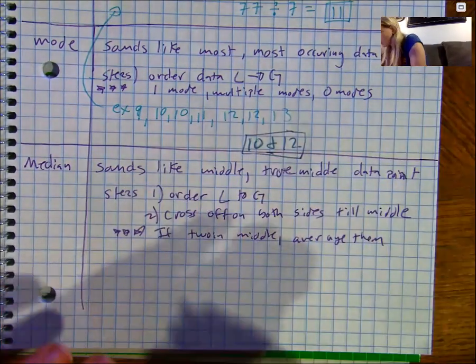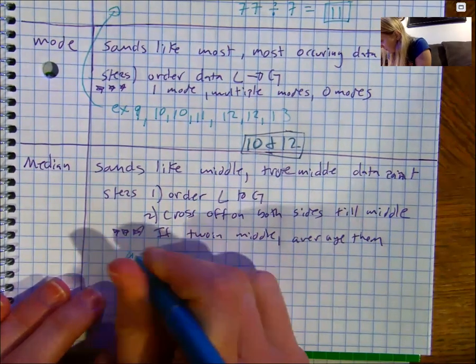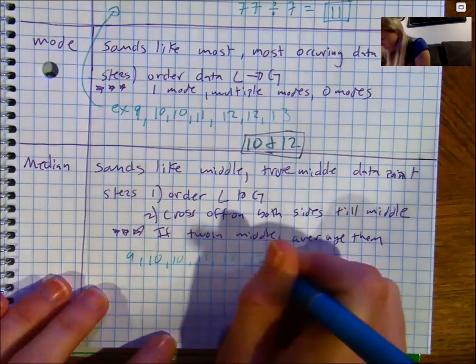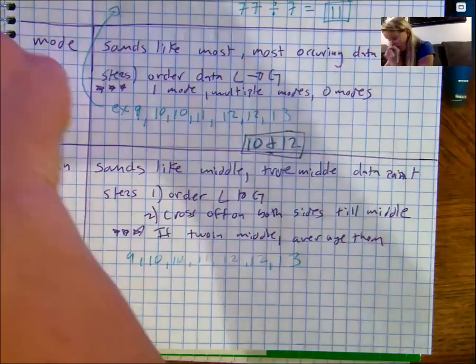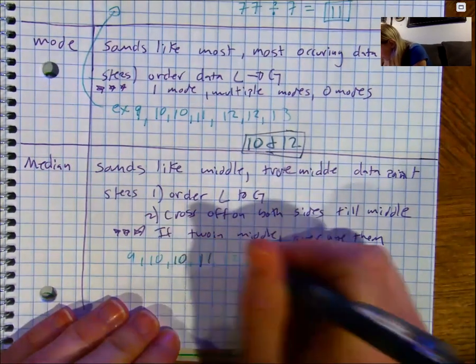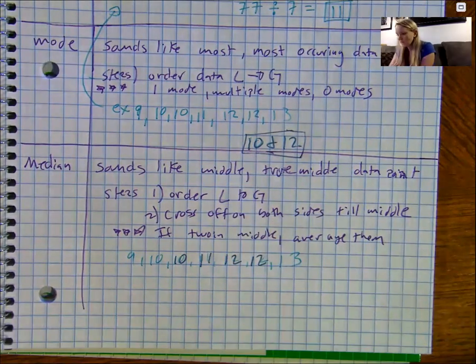So we're going to order least to greatest again, which we already did. 9, 10, 10, 11, 12, 12, 13. Oh, I forgot that that pen wasn't working. I got it over there. 10, 11, 12. Okay, so I cross off till I find the middle.